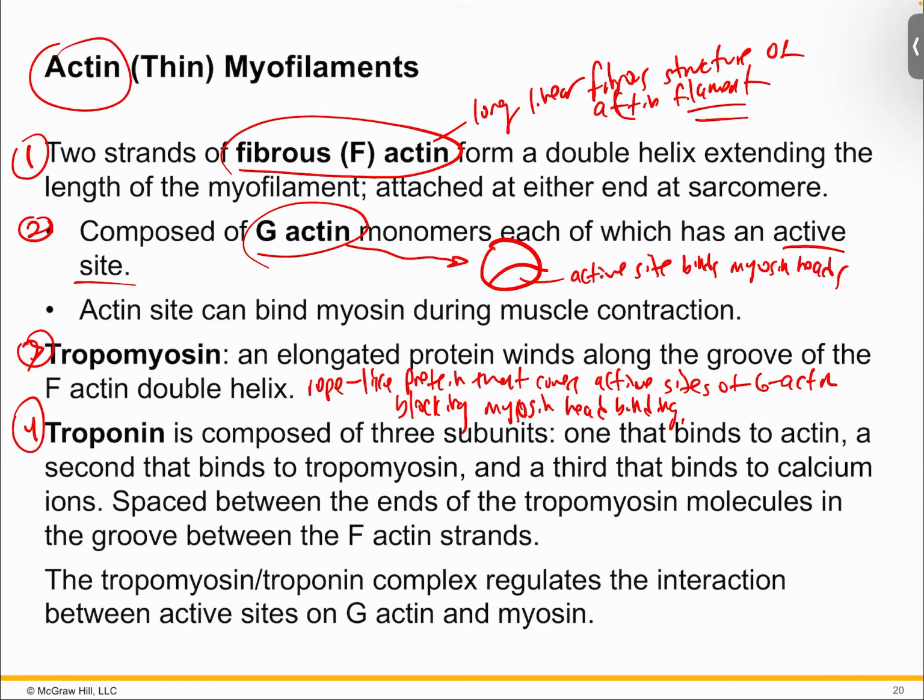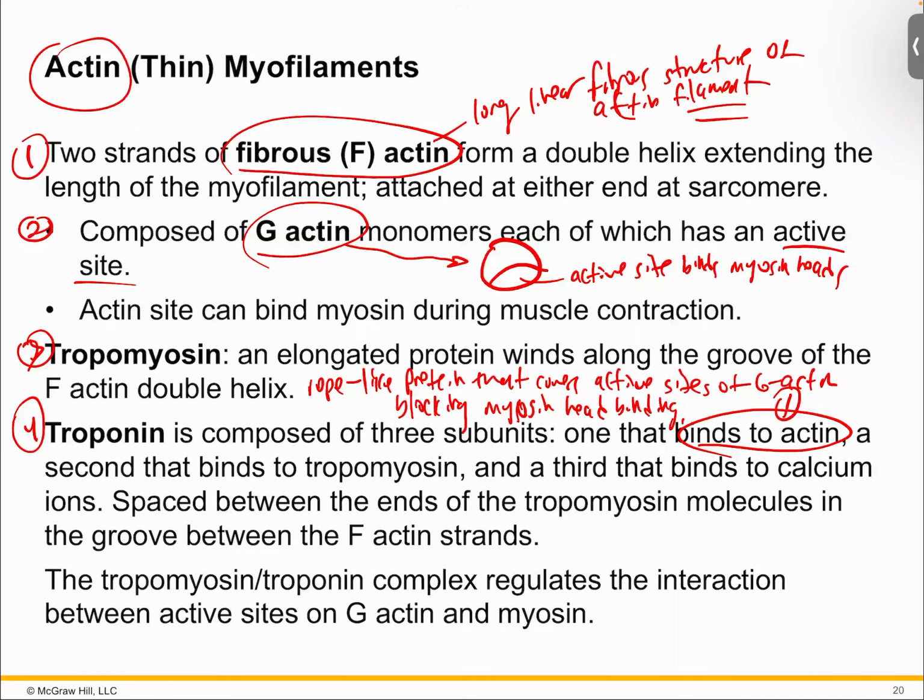So basically, what is troponin? Troponin is a protein with three different domains, and it does three things. First of all, one of them binds to actin, which makes a lot of sense. After all, you're part of the thin filament. If most of your thin filament structure is fibrous actin, then you'd better bind to actin. How else are you going to be associated with the filament? So that one makes sense.